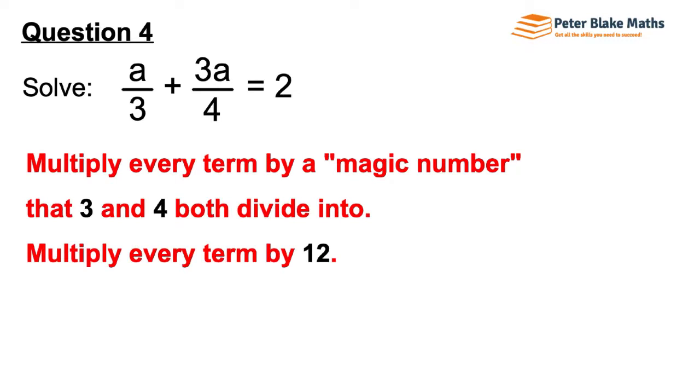Now we're going to multiply every term by what I call a magic number. This magic number needs to be something that 3 and 4 both divide into. Now one easy-ish way of finding out what 3 and 4 can both divide into is to multiply 3 and 4 together and get 12. That works well in this case. So we're going to multiply every term by 12.